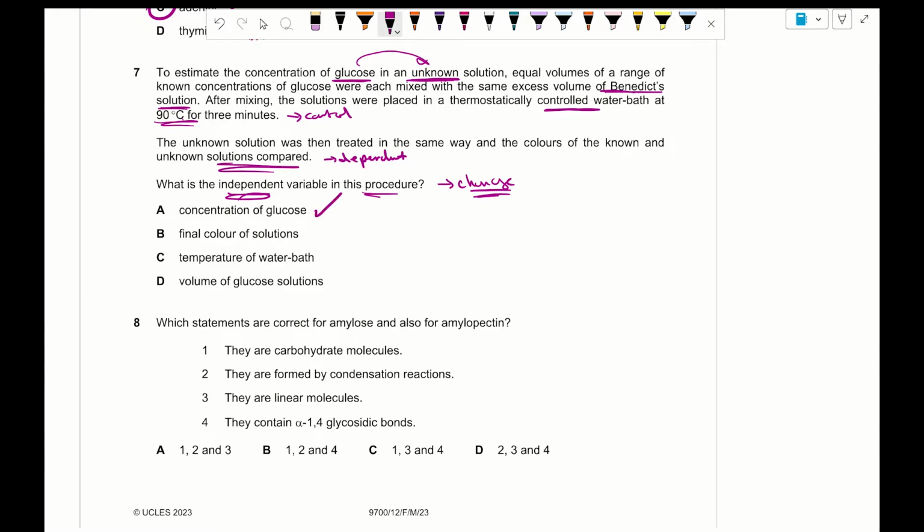Now let's go to B. Final color of these solutions. The color of these solutions is what we use to measure the change. Therefore, this is the dependent or the measure variable, so this is incorrect. C. Temperature of the water bath. As stated here, controlled water bath at 90 degrees Celsius. This is a control variable. Therefore, this is incorrect. D. Volume of glucose solutions. The volume of glucose solutions is constant. Therefore, this is a control variable, and the answer is going to be A.